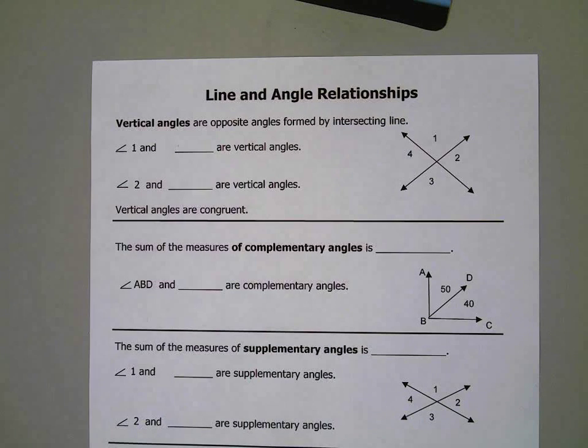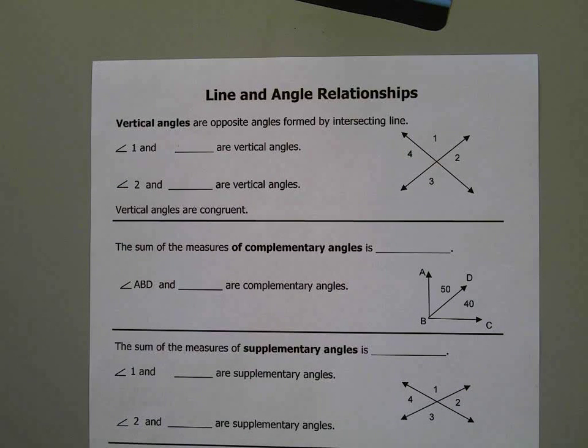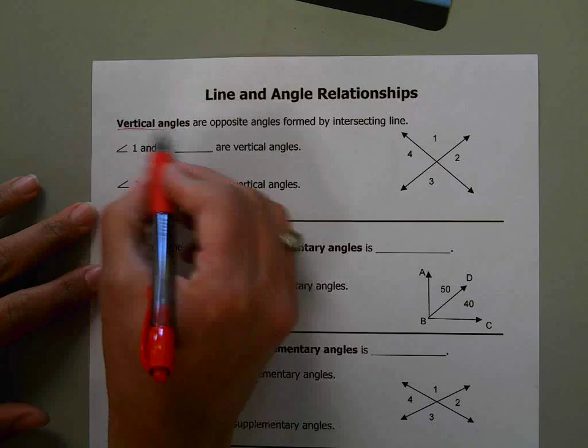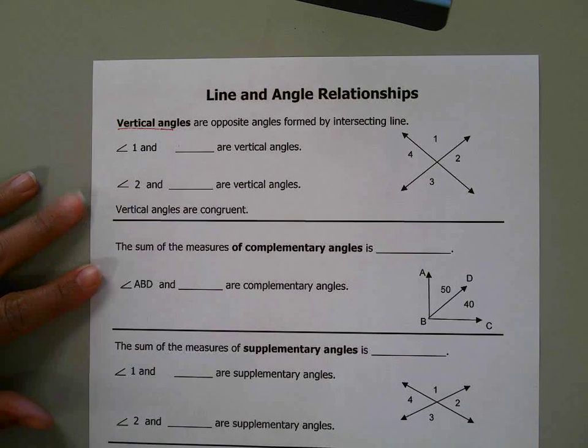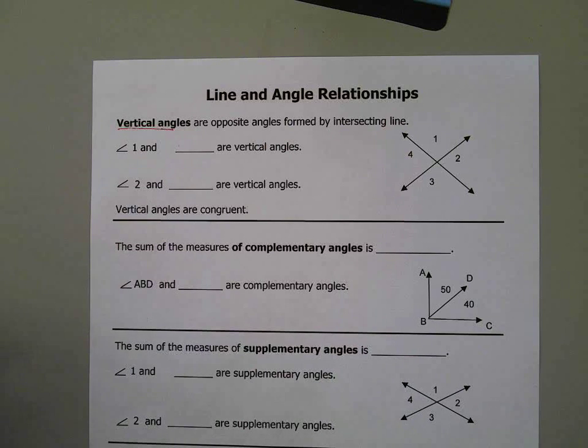Today we're talking about line and angle relationships. We're going to review a few of the angle relationships that you learned previously, and then we'll get into some new material. So the first thing we're going to talk about is vertical angles. Vertical angles are opposite angles formed by intersecting lines.